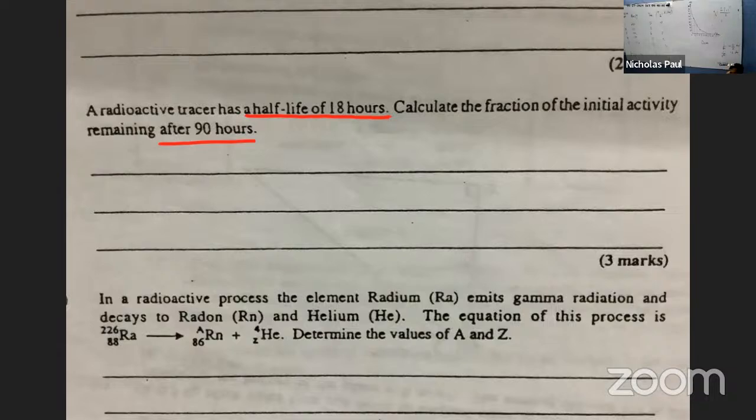So all they give is hours. They give you half-life is 18 and time is 90. So what's the first thing you should try to find, Ricardo? What's the first thing you should try to find?